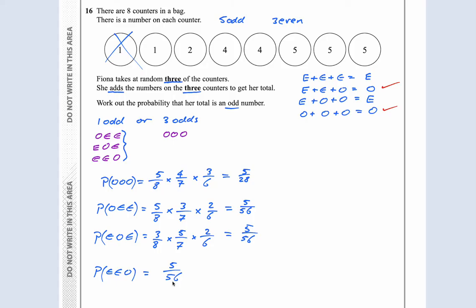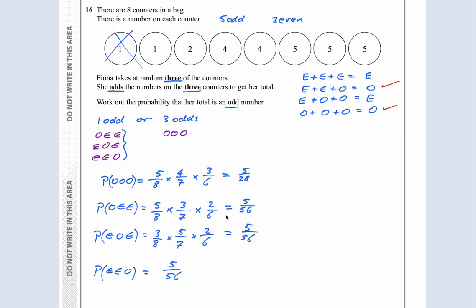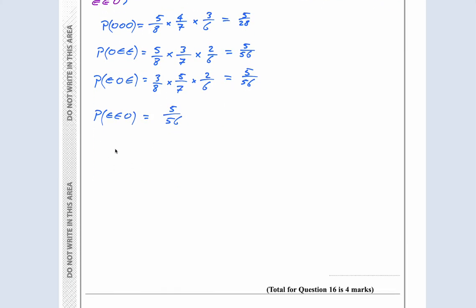Now, that's not the final answer because it says work out the probability that our total is an odd number. So it could be this, or this, or this, or this. So the probability of odd are 3. Probability that the sum is odd. You can write it like that if you want. You can put anything you want in brackets there, guys. But it's the probability of this happening.